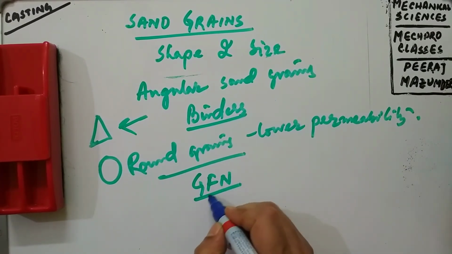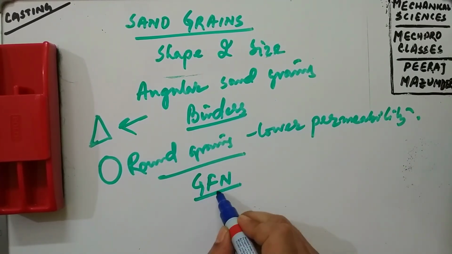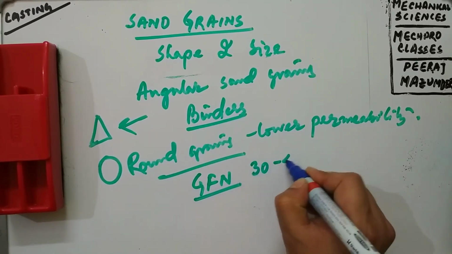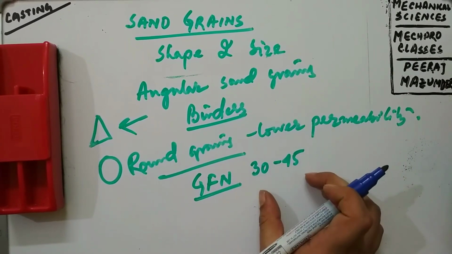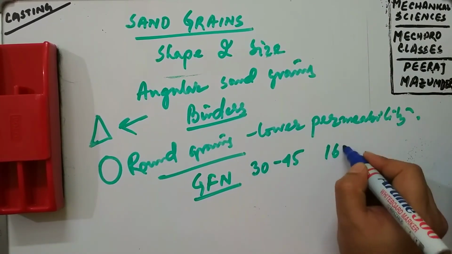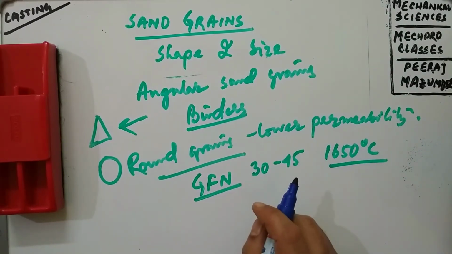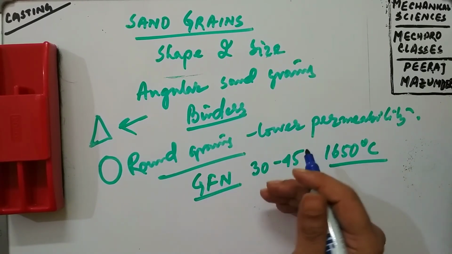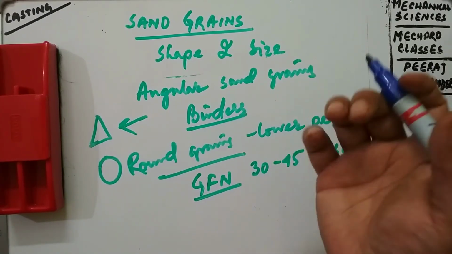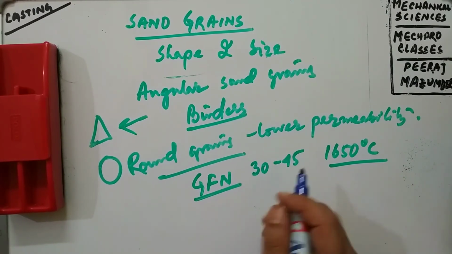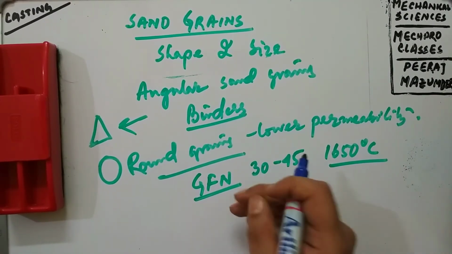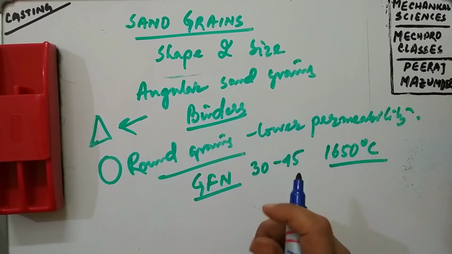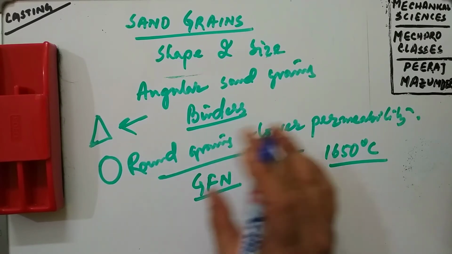GFN is grain fineness number. Sand grains with a GFN of around 30 to 45 may have a higher fusion point of around 1650 degrees Celsius. But finer grains and impurities in the sand tend to lower the refractoriness by promoting fusion. So for higher refractoriness, you are going to use coarser grains. So this is all about the sand grains.